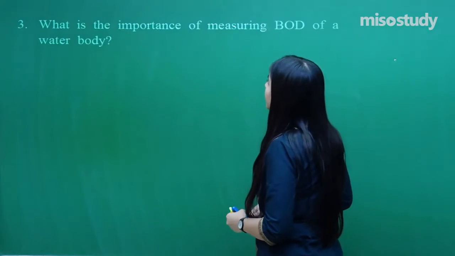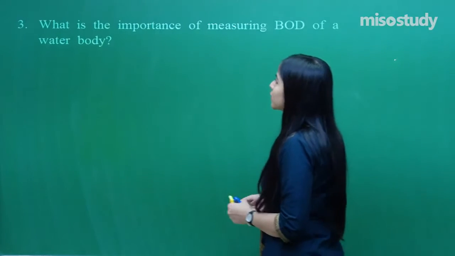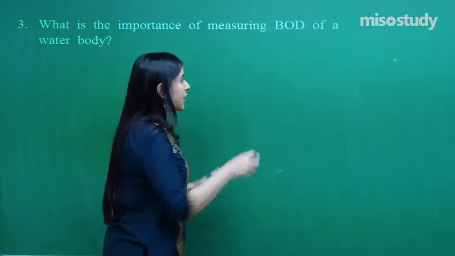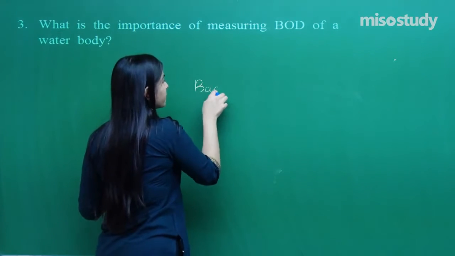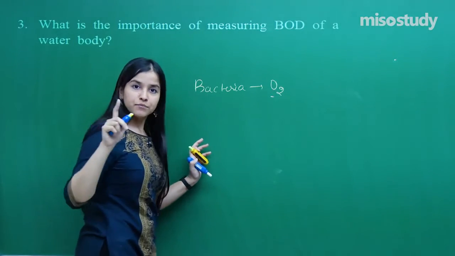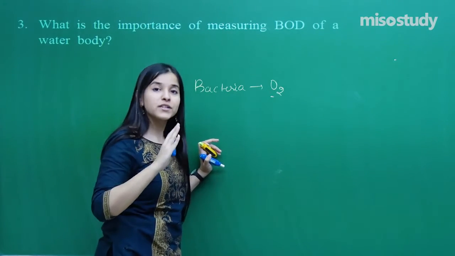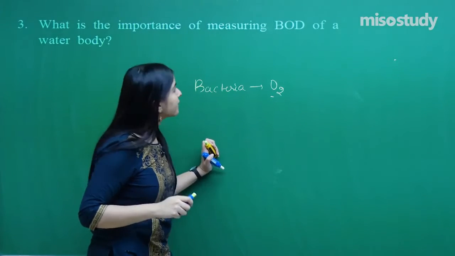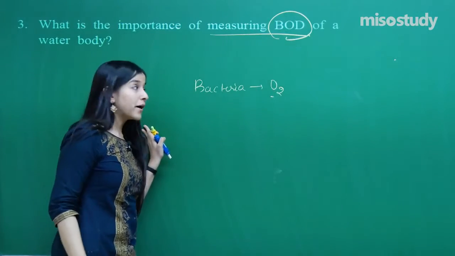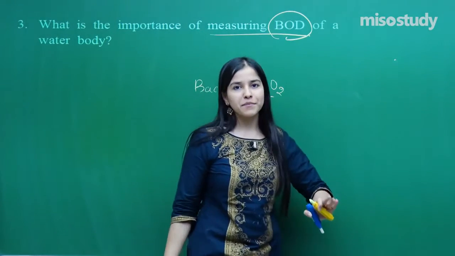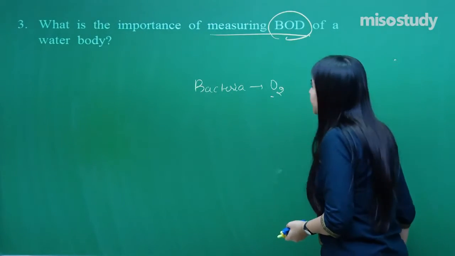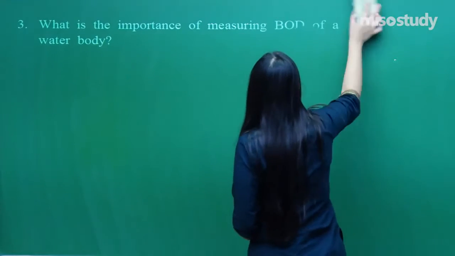Next question, what is the importance of measuring BOD of the water body? So what is BOD? Biochemical oxygen demand. That means the bacteria consume oxygen for the biodegradation of the organic matter, and that is what BOD measures. This biochemical oxygen demand measures the amount of oxygen which will be utilized by the bacteria. Clear?